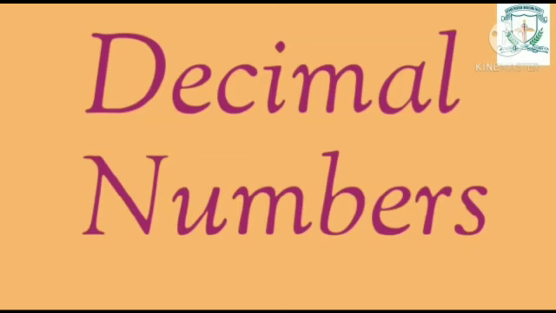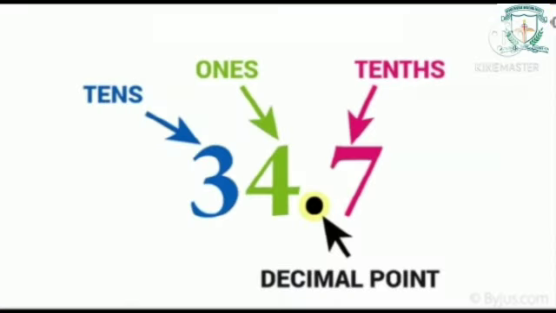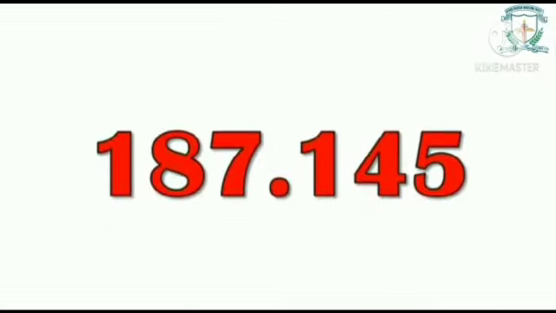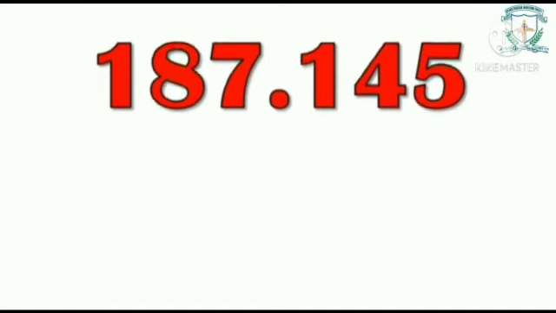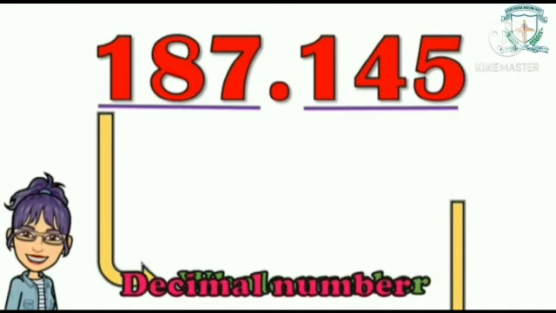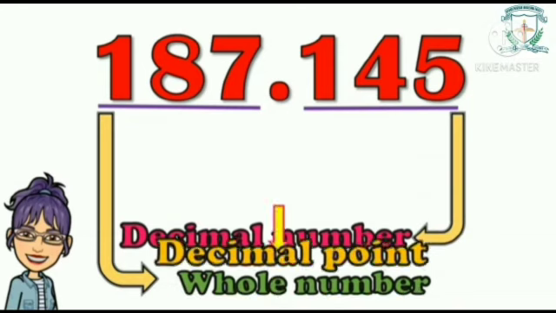Decimal numbers. Let us consider some decimal numbers and the place values of the digits in the number. 34.7. 4 ones are 4, 3 tens are 30, 7 tenths or 7 by 10. Consider 187.145. The decimal point separates the whole number and the decimal part.